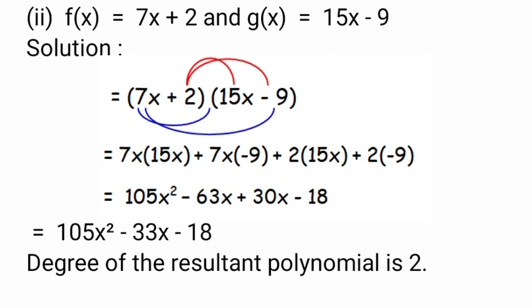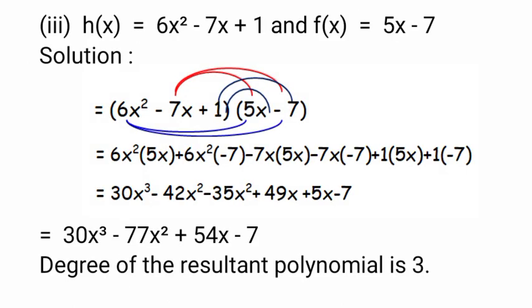105x square minus 63x plus 30x, that equal to minus 33x, constant is minus 18. So f of x into g of x equal to 105x square minus 33x minus 18. Therefore here the variable is x, the highest power is x power 2, that is 2 is the highest power, that equal to degree of the resultant polynomial is 2. Can you understand? Okay.